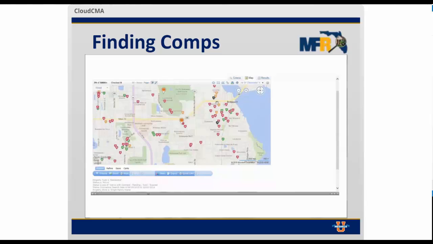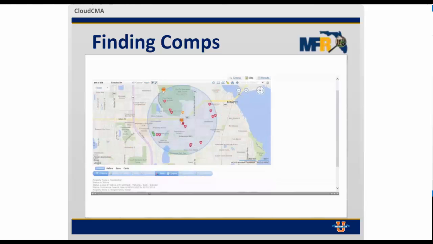And I have 3 different tools I can draw. A radius drawing tool, a rectangle, and a polygon. So I can get my radius, come to my subject property that's pinned on the map, and maybe I just want to go out 1 mile. So I just went 1 mile out from my radius.